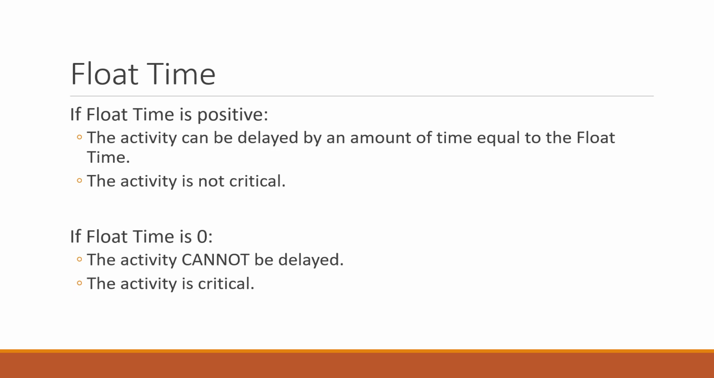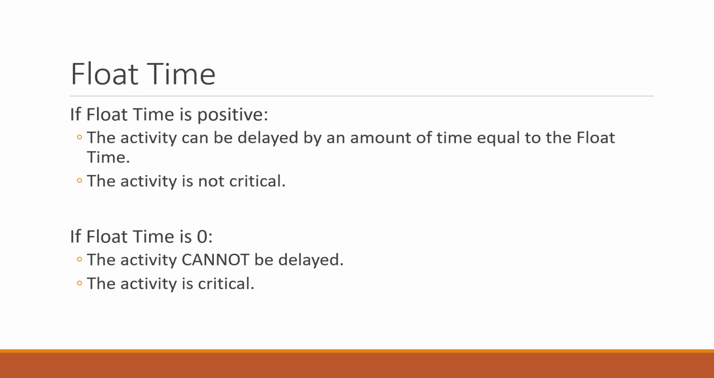Okay, something to consider for our float time too, just before the end here, is if float time is positive, just like the 10 days we received for B just now, we're saying the activity can be delayed by an amount of time equal to its float time. So therefore the activity is not critical, and like we said for B, that means it can be delayed for 10 days. If float time is 0, that means the activity can't be delayed at all, because if we delay it, we'll delay the overall finish time. And that would mean therefore that the activity itself is critical, okay? And it could be part of the critical path therefore.